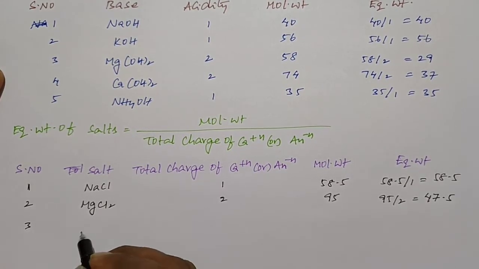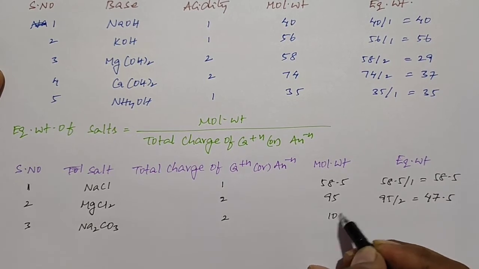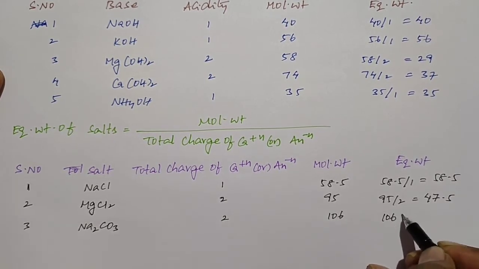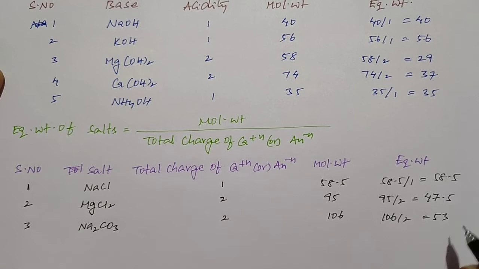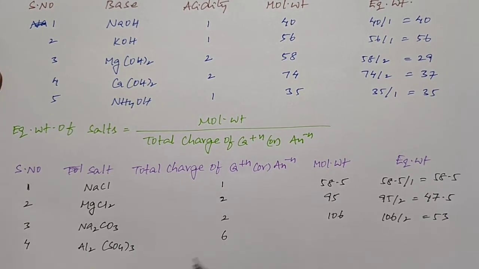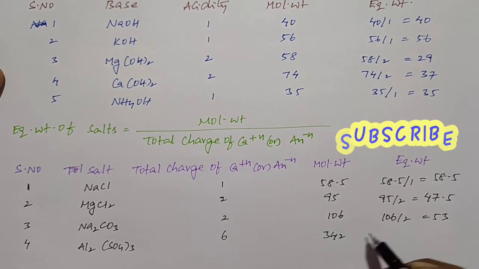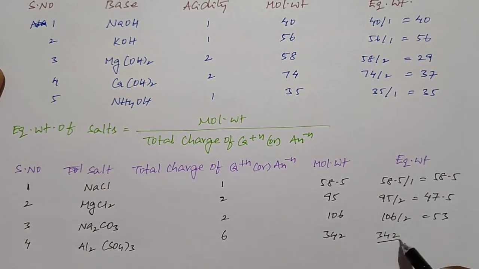The next one is sodium carbonate, Na2CO3. Total charge of cation or anion is equal to 2 and molecular weight is 106. Then equivalent weight is 106 by 2, that is equal to 53. And the last one is aluminum sulfate, Al2(SO4)3. Here total charge of cation or anion is equal to 6 and molecular weight is 342, so equivalent weight is 342 by 6, that is equal to 57. So these are the equivalent weights of some salts.